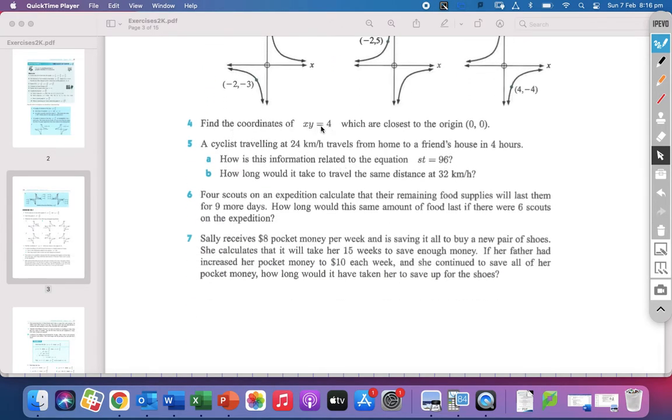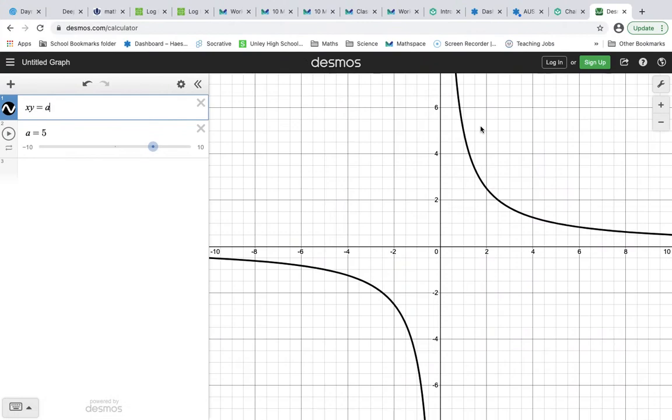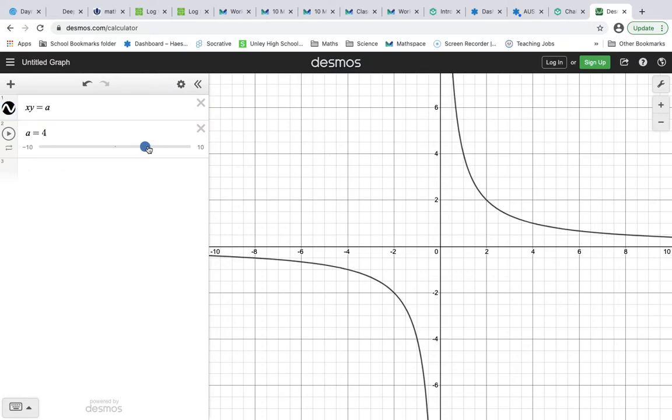Question 4, xy equals 4, which is closest to the origin? Well, it will be 2 and 2. 2 times 2 is 4. I wouldn't overthink that too much. If we make this a 4, there we go. So x times y equals 4. Can you see that the closest to the origin would be that point there, 2 and 2, as opposed to some point up here or some point over there. So that's question 4 there.